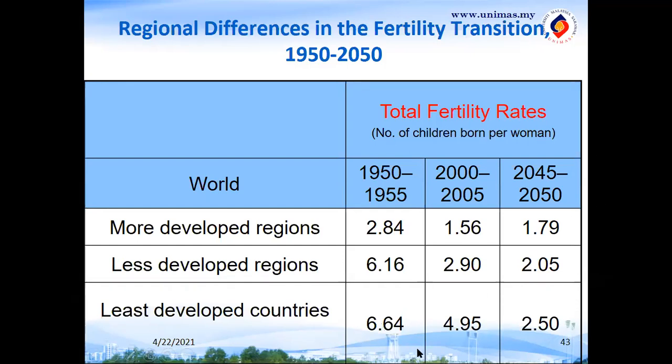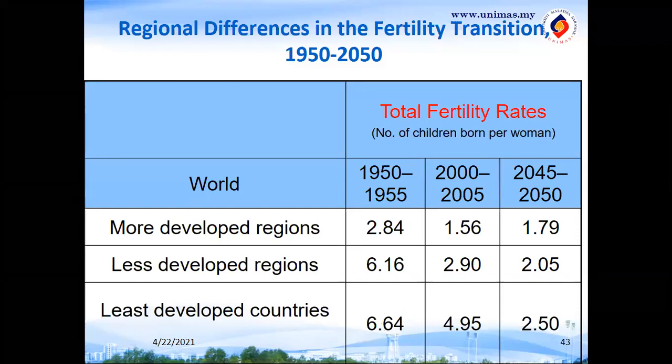So it has started high in the beginning. In other words, in 1950, 1955, among the least and also less developed countries, more than 6 children per woman on average, for every woman in the less developed and least developed countries. And among the more developed regions or developed countries, the number of children per woman in 1950, 1955 was slightly less than 3 on average.